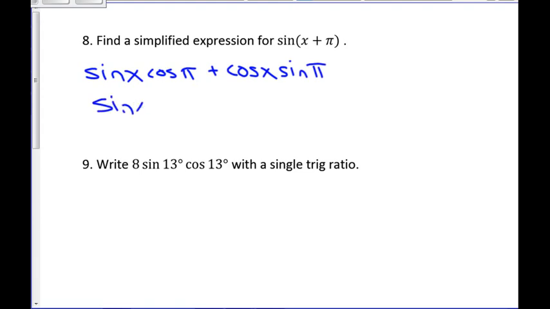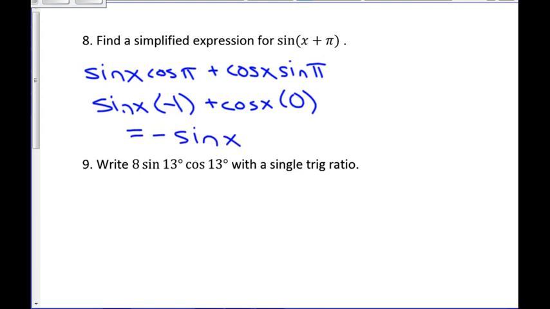Right. The cosine of pi is negative 1. You could even throw it in your calculator. The sine of pi is 0. By the time we're done, we get negative sine x.